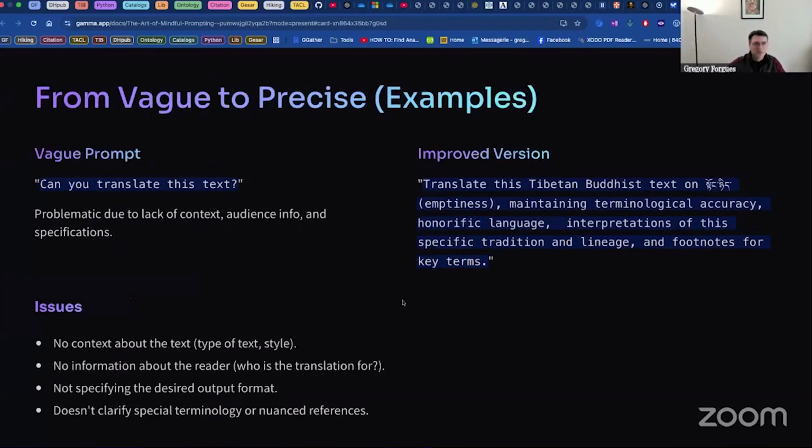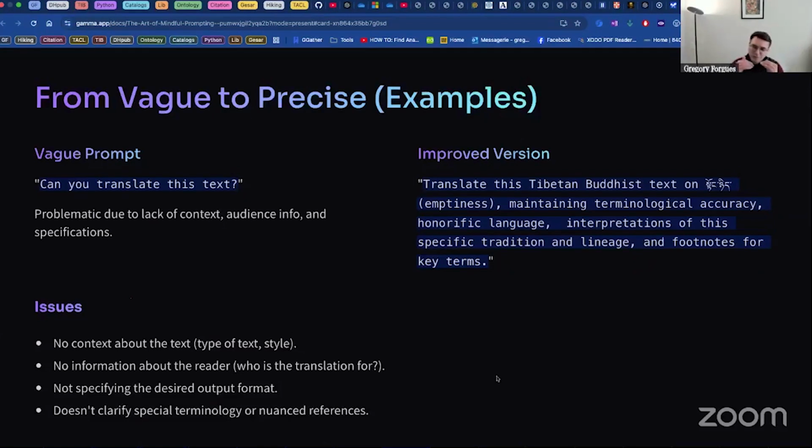So the deal is to go from vague to precise prompting. If you go with a prompt like, can you translate this text? It's totally fine if you just want to get a sense of what the text is about. And with a lot of these tools, it will do it to the best of their capacities to a degree. But there's no information here, right? No context about the text, no information about the reader or the audience, no specified output format. There's nothing there that really clarifies more complex issues.